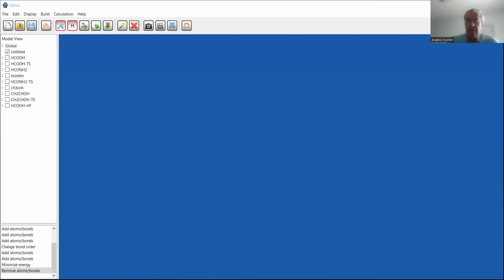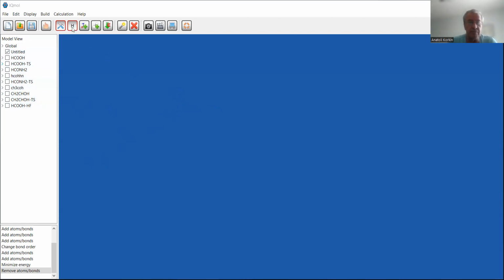IQmol. Okay, so first I'll show you how I build this molecule and how I did the calculation, just on one example, and then I'll show you all the results. I already did this calculation because otherwise it would take a lot of time to build all of these to show how you do it. So I'll do it just on one example.